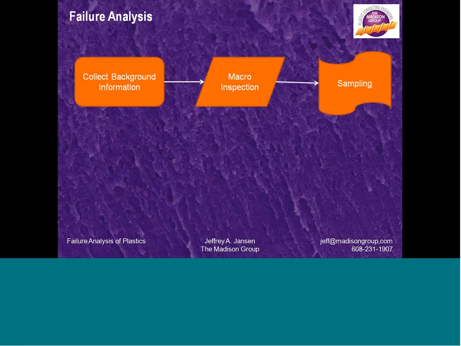Next, we want to do some sampling. After we've looked at it thoroughly, I would say the macro inspection includes both visual and low power microscopic examination up to about 5 to 10x. We're going to start to pick our samples out as we think about further testing. And then we're going to do more of a microscopic examination. This might be a stereo microscope up to 200x, and maybe a scanning electron microscope, which can be 2,000 to 10,000x maybe at the high end. So we start to pick out those details.